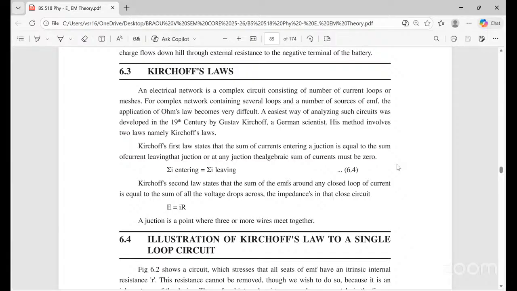And KVL, Kirchhoff's voltage law, states that the sum of the EMFs around any closed loop of the circuit equals the sum of all the voltage drops across the impedances in the closed circuit. So E equals summation of IR.